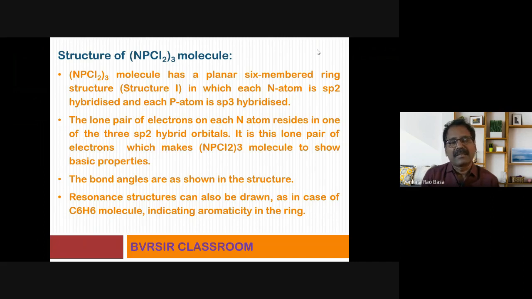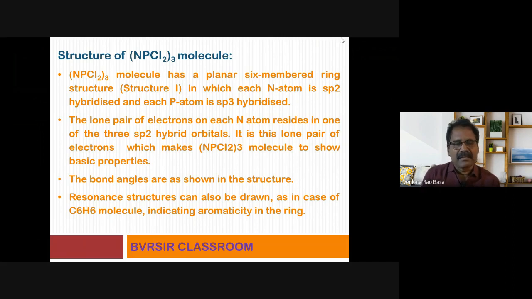What is the meaning of basic property? When a substance is in a position to donate a pair of electrons, then it is said to be exhibiting basic property. So the basic property of these molecules is due to the lone pair of electrons residing on one of the sp2 hybrid orbitals of nitrogen.